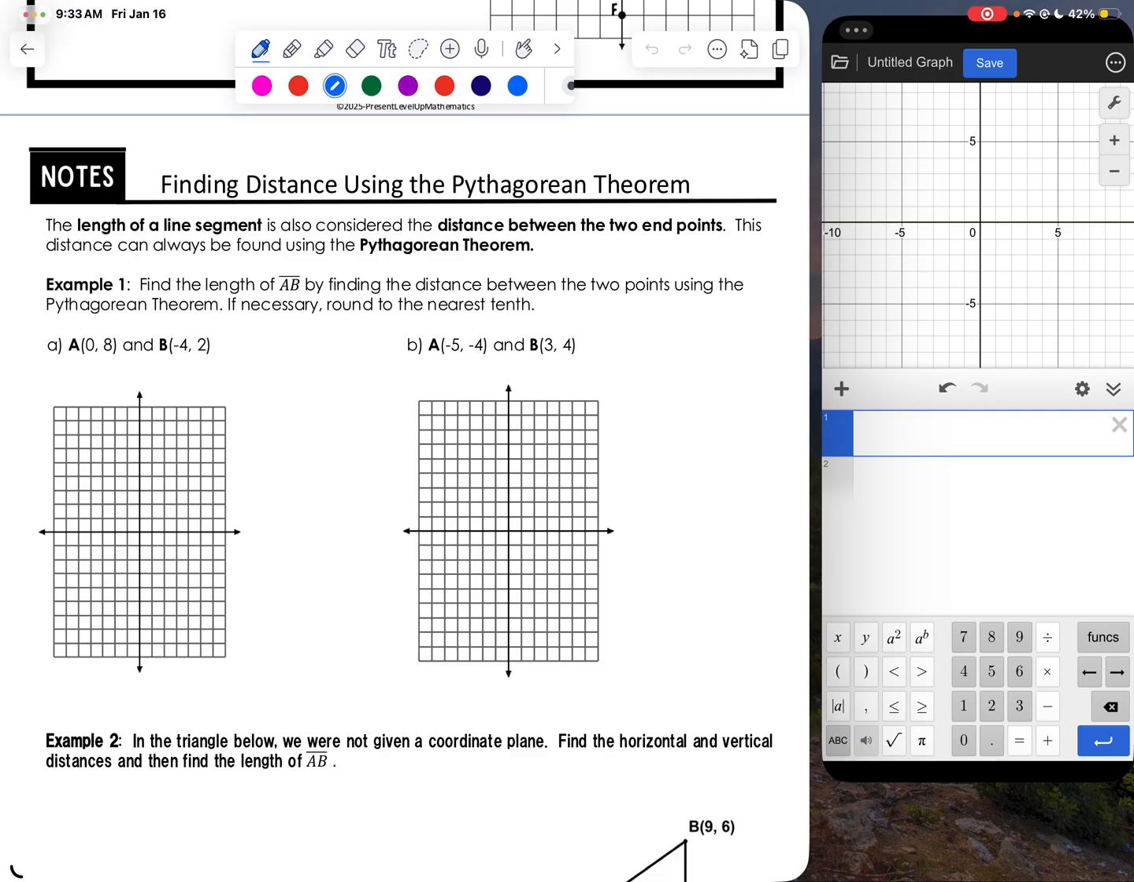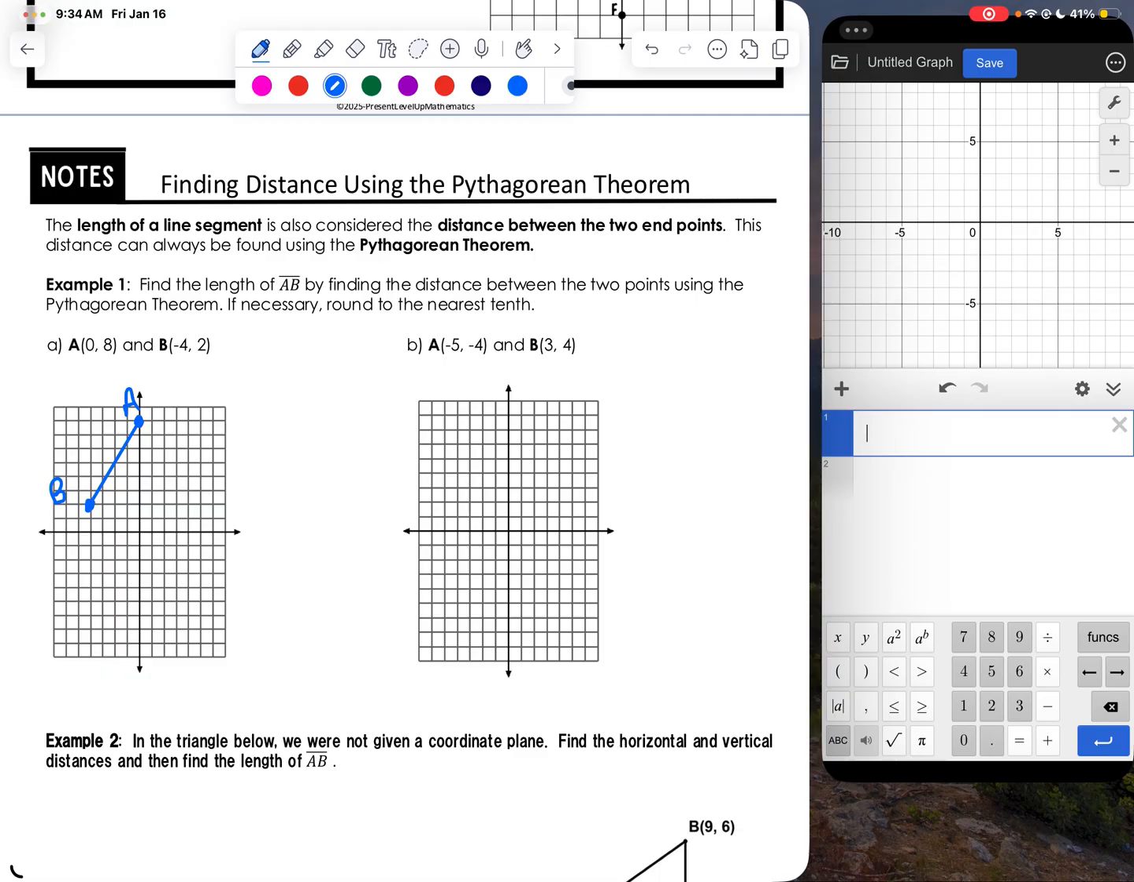So let's begin by plotting point A. So (0, 8): 1, 2, 3, 4, 5, 6, 7, 8. Draw (0, 8) on your paper and label it with point A. Now point B is at (-4, 2). So 1, 2, 3, 4, 1, 2. So I'll put another dot at (-4, 2), and I'll label it point B. Now what I want to do is connect these 2 points with a line segment. And what we're trying to find in the problem is the length of this line segment.